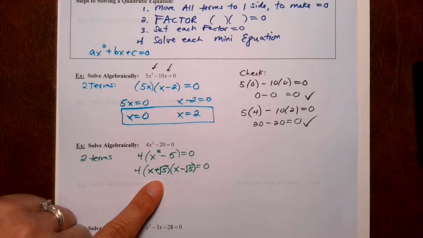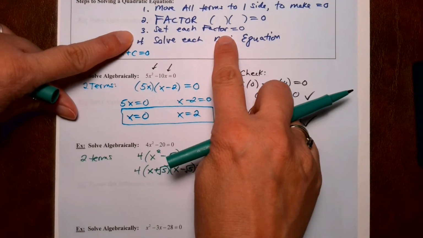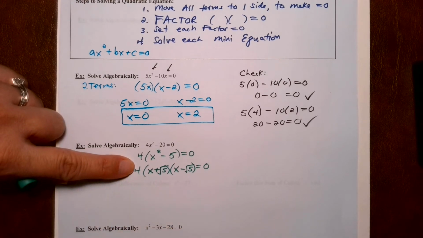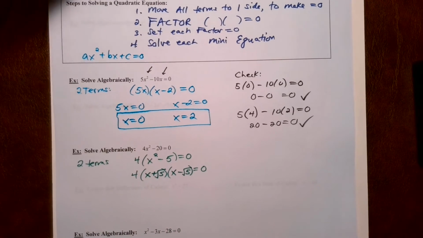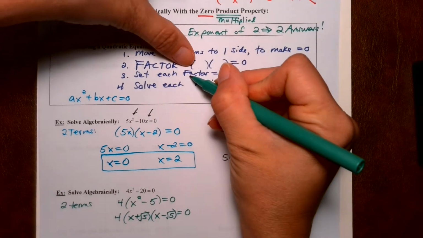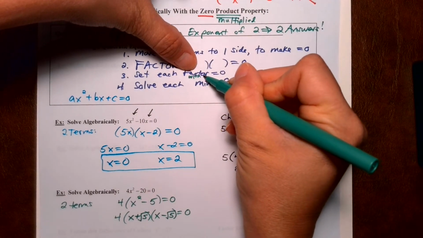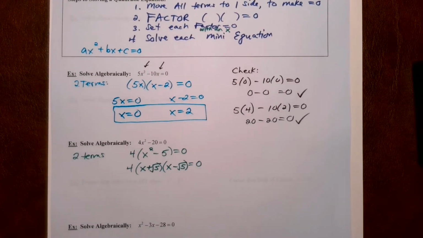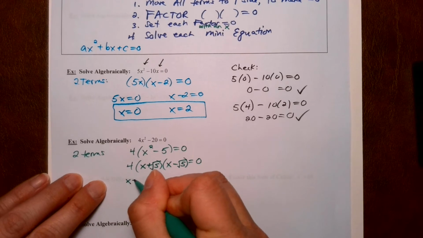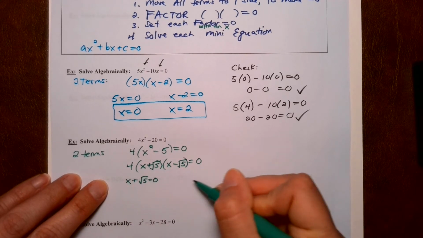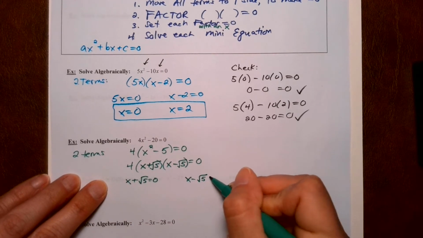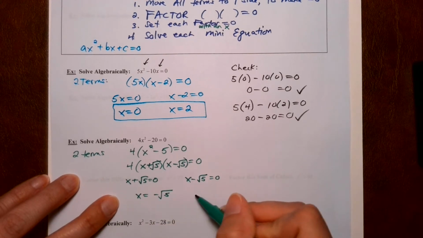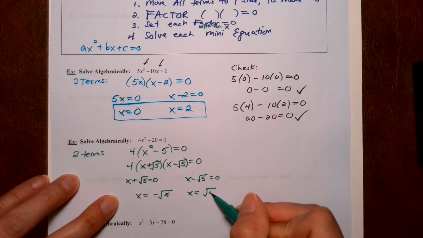All right, now we set each factor equal to 0. We don't have to say 4 equals 0, because it doesn't. Set each factor with an x equal to 0. So the only factors I have to worry about are x plus radical 5 equals 0 and x minus radical 5 equals 0. So my solutions are negative radical 5 and positive radical 5.